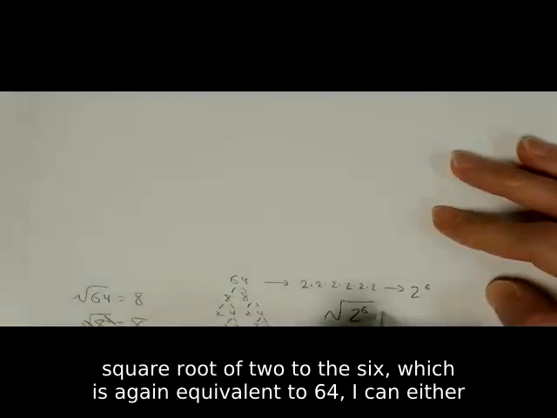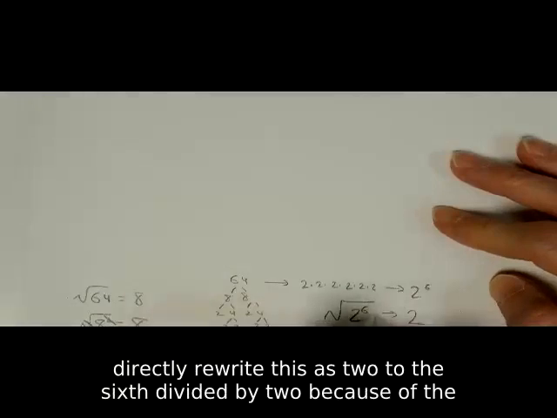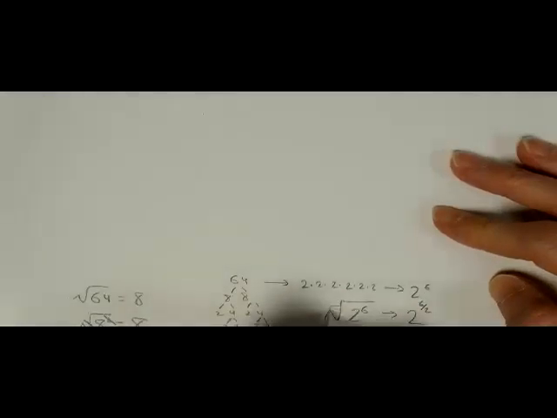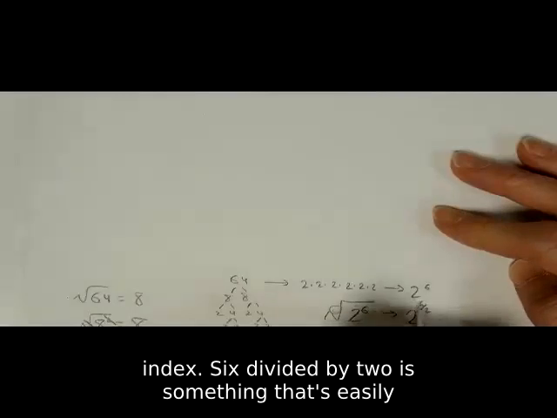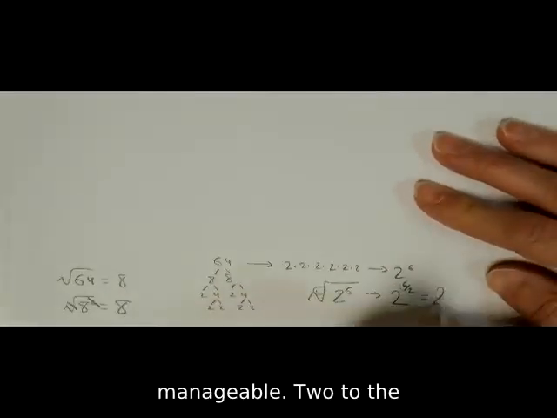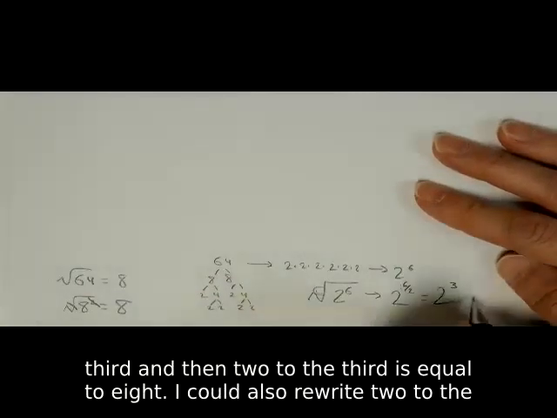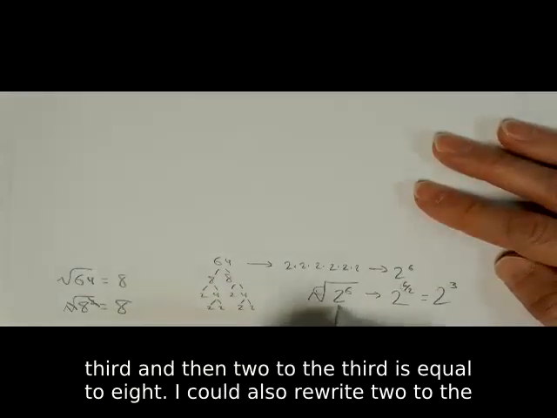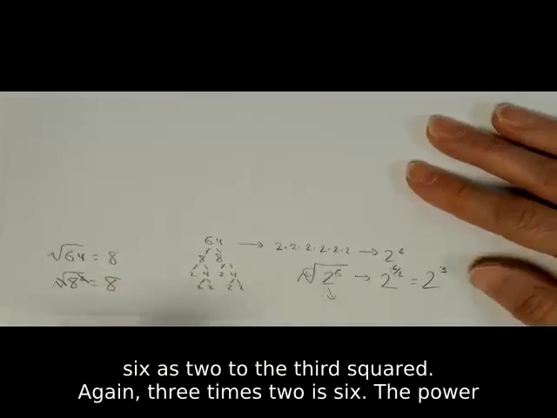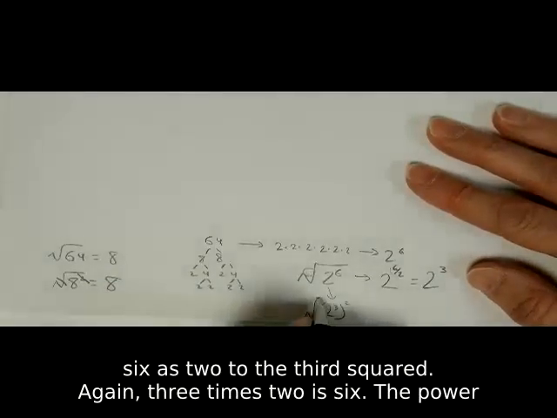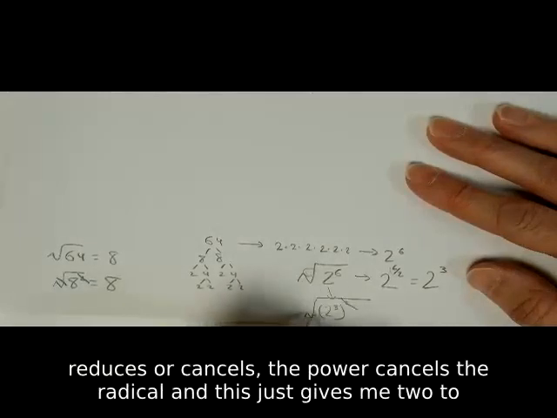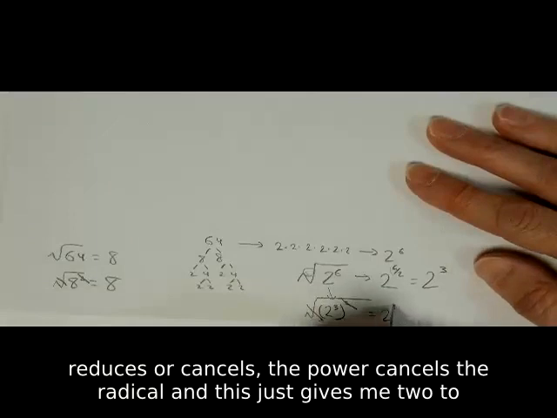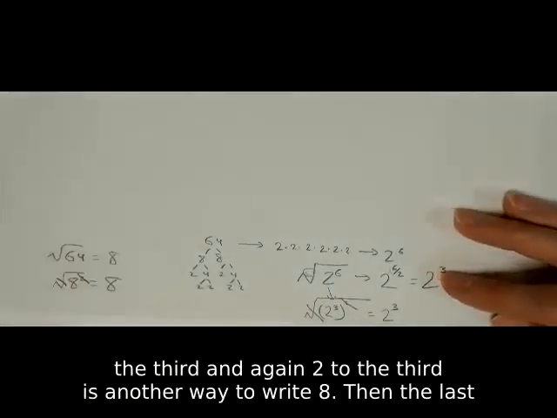I can either directly rewrite this as 2 to the 6 divided by 2 because of the index. 6 divided by 2 is something that's easily manageable. 2 to the 3rd, and then 2 to the 3rd is equal to 8. I could also rewrite 2 to the 6 as 2 to the 3rd squared. Again, 3 times 2 is 6. The power cancels the radical, and this just gives me 2 to the 3rd. And again, 2 to the 3rd is another way to write 8.